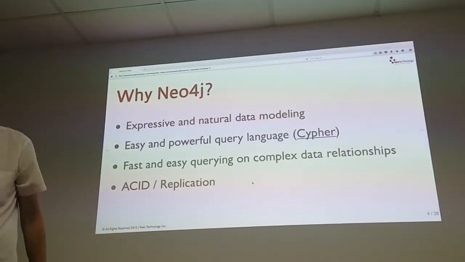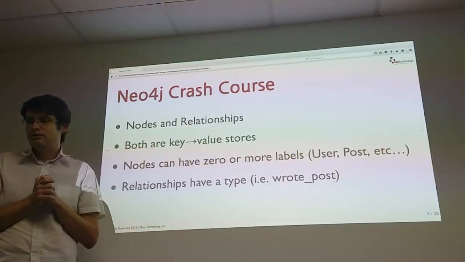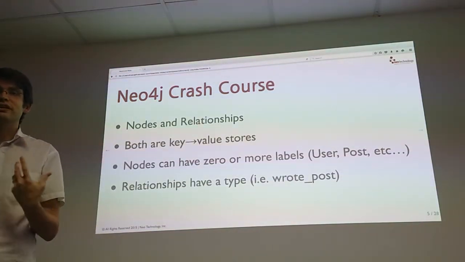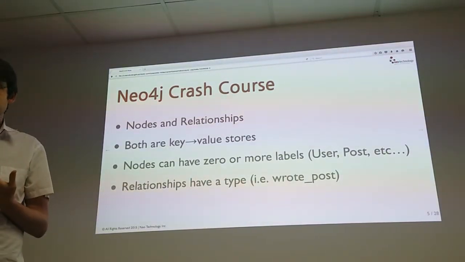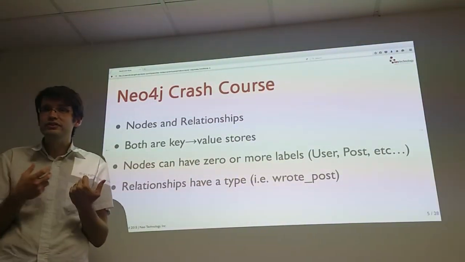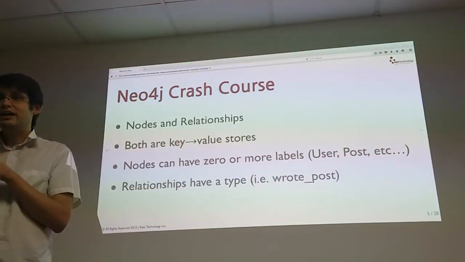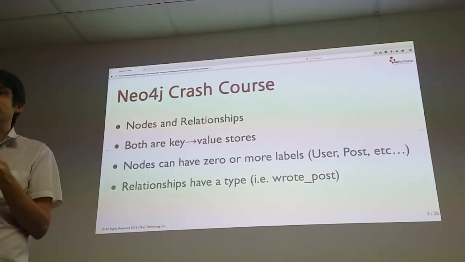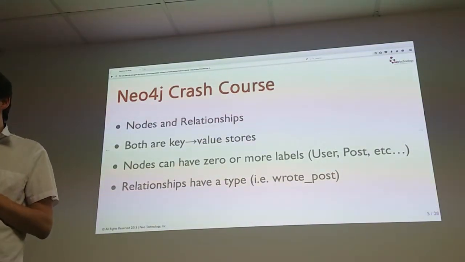So Neo4j has a graph database. How does it work? What are the concepts? Like I say, you have nodes and relationships. Both of these things are key value stores, like you might have a hash in Ruby or a map in a lot of languages or a dictionary. All these are the same sort of thing. You have keys and values for those keys.